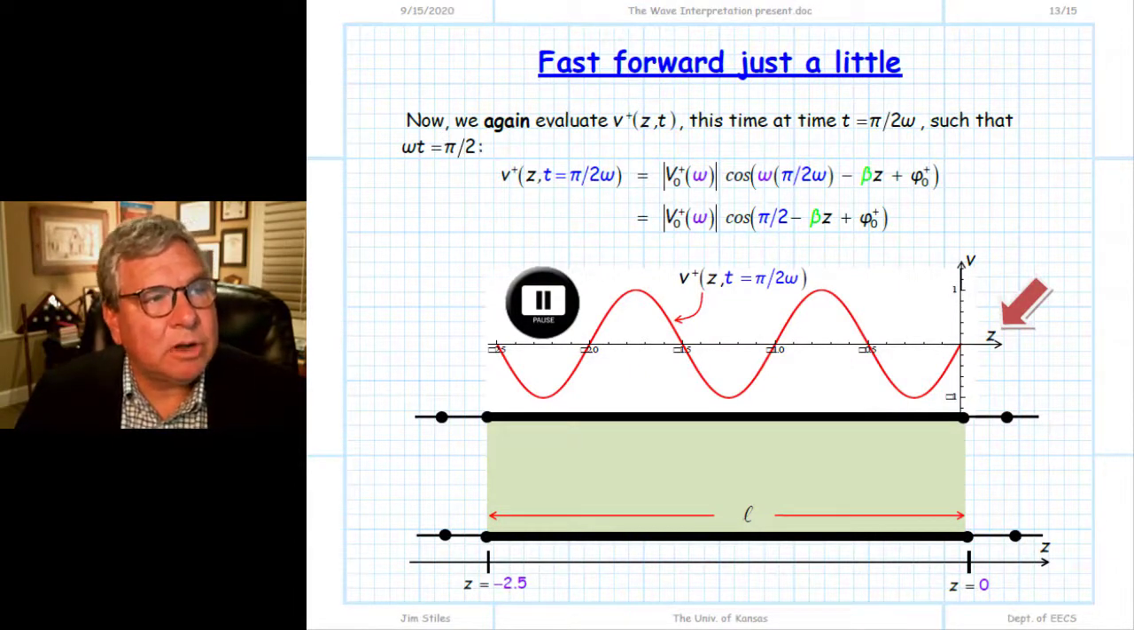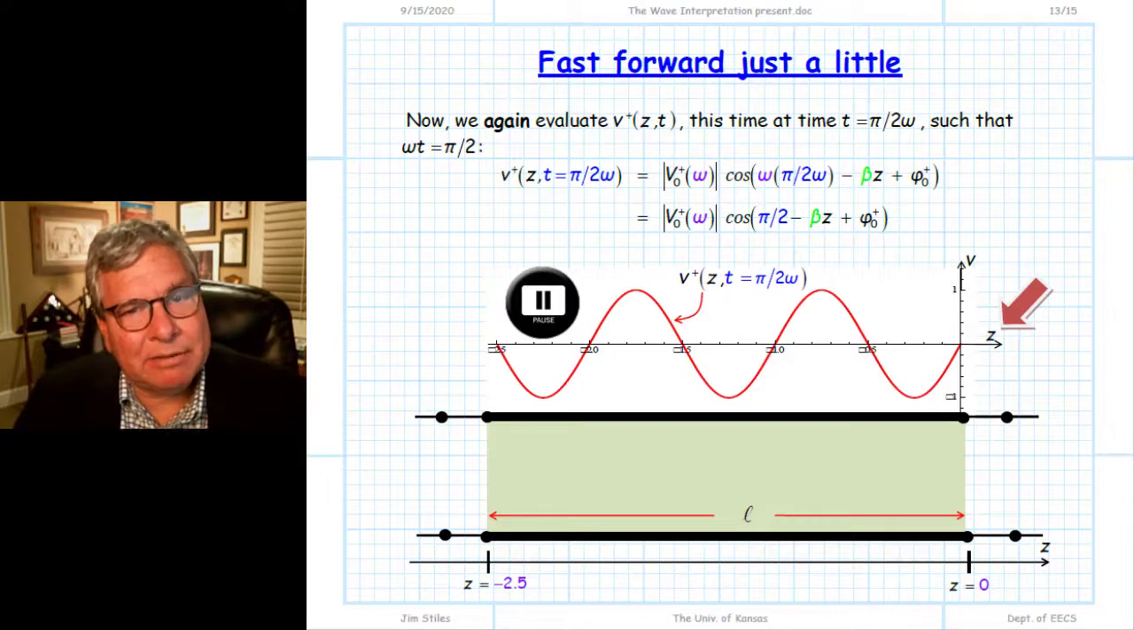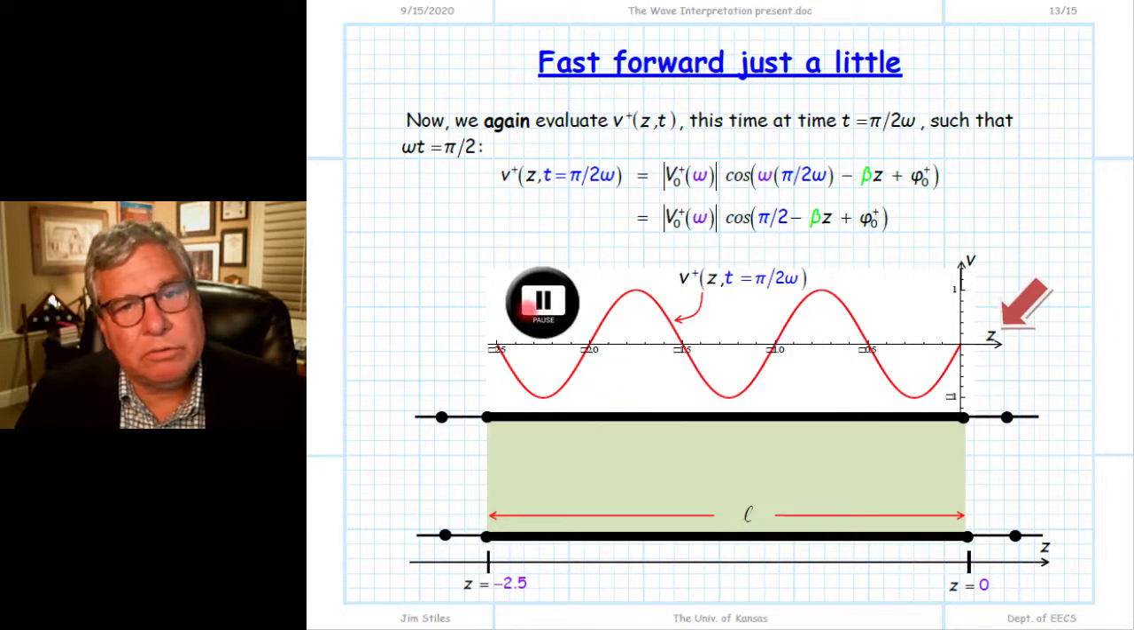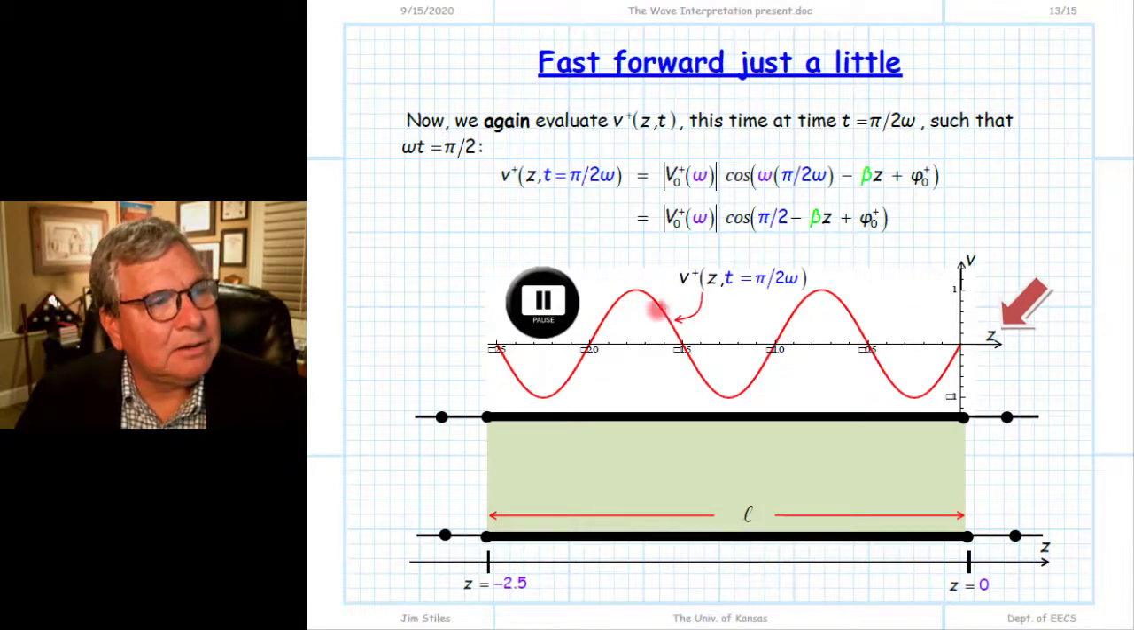All right, now we're going to hit the play button again, just for a moment, and then hit the pause button once more. We're going to do the same thing as before, but instead of plotting the voltage as a function of position on the transmission line at time t equal to 0, we're going to move further in time to a point such that t is equal to pi over 2 times omega. If we do that, we get this result.